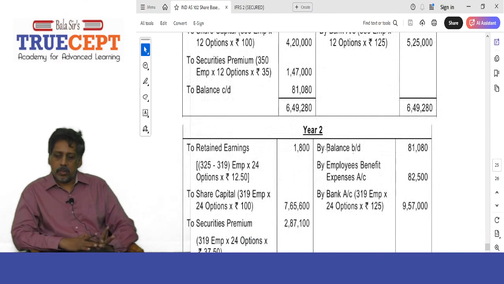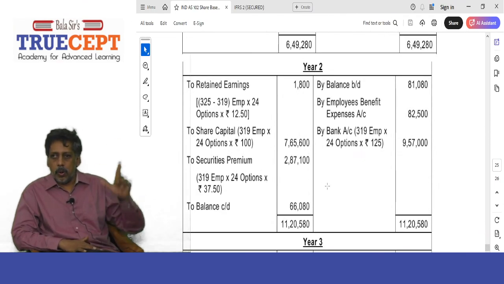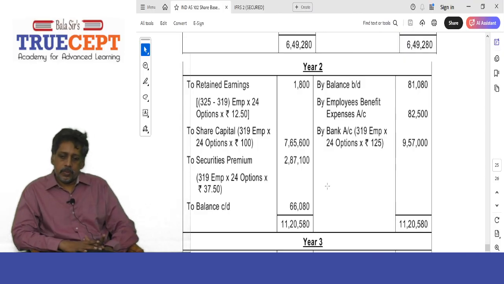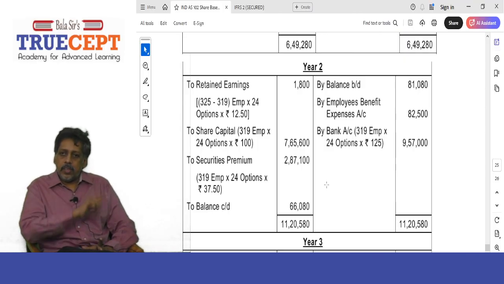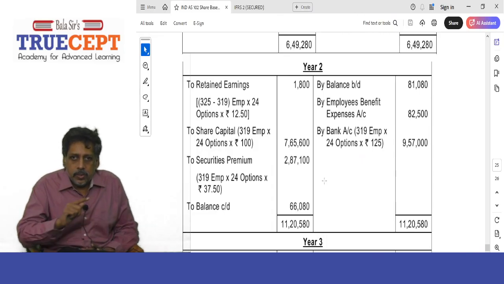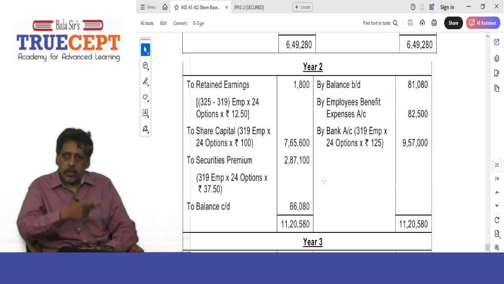So two, balance carried down. Got it? So guys, please go ahead and complete the working for year 2 and also the ledger account for year 2. Is that fine? You can pause the recording.